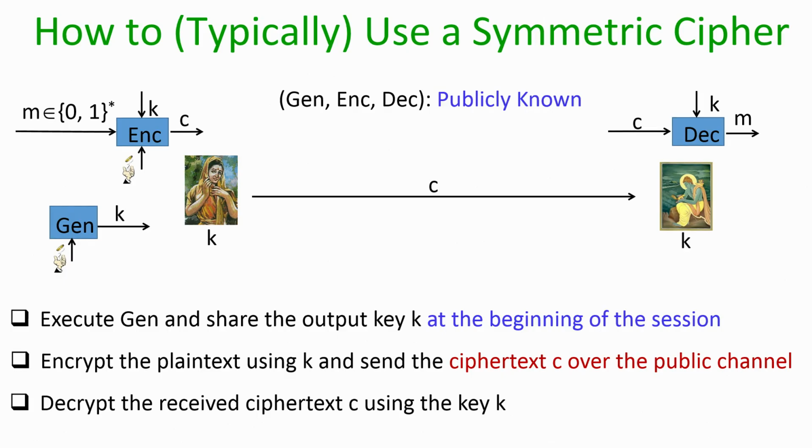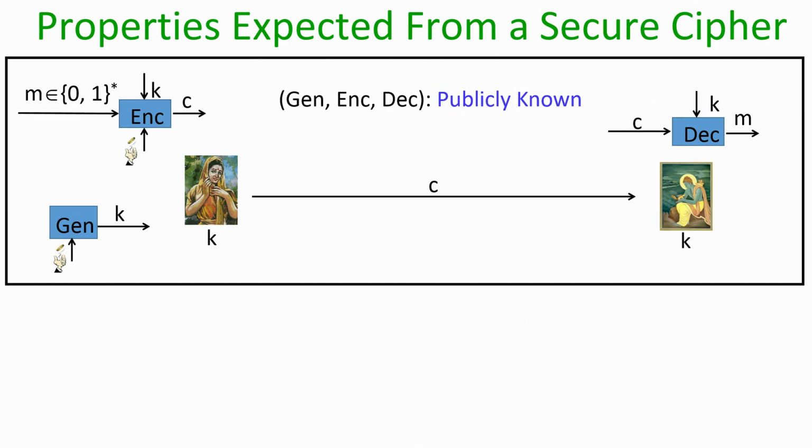So, it will know the corresponding decryption process, and not only that, it will also know the key using which the sender has operated the encryption process. So, using the same key, it will operate the decryption process and will recover the plain text. That is how typically we are going to use a symmetric key encryption process.